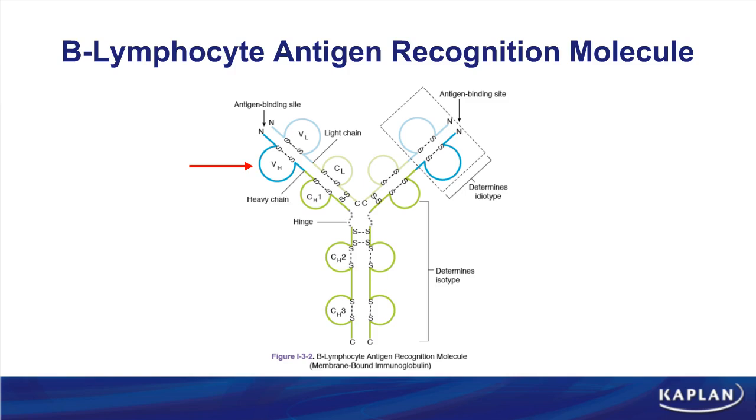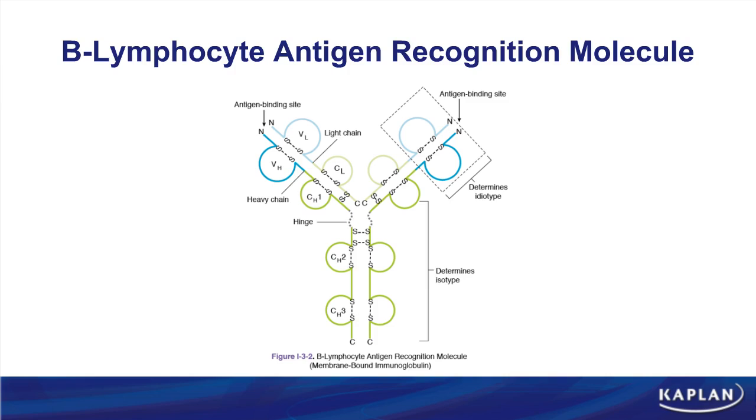And what's really important that you understand for USMLE is that the isotype determines the function of that antibody molecule. So not just can I bind antigen, but what can I do with it? Can I opsonize? Can I activate complement? Can I cross the placenta? All of that function is determined by the isotype or the constant region.